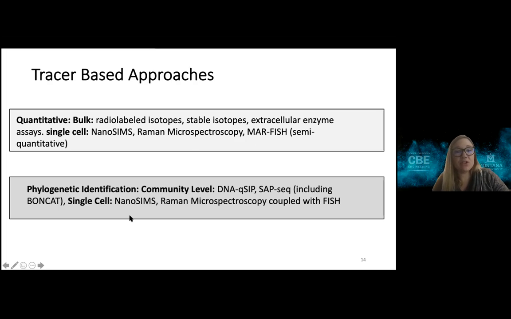And then there's the phylogenetic identification. So these aren't quantitative techniques down here, but you start to get more insight on which organisms are responsible for that function. So there's DNA with qPCR, stable isotope probing. There's SAP, the substrate analog probing. So you'll feed it a synthetic substrate, and this includes BONCAT, or bioorthogonal non-canonical amino acid tagging. It's a mouthful, but I'm going to go through what that technique is because that's what I've been focusing on for the last about 4 years.